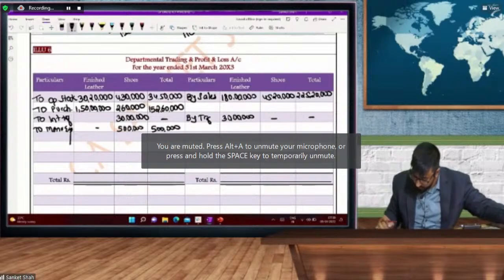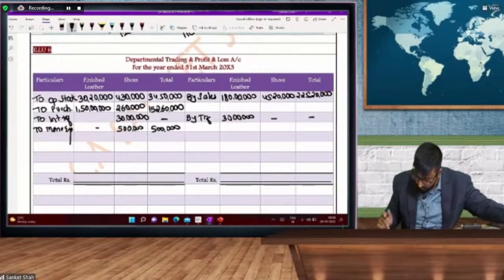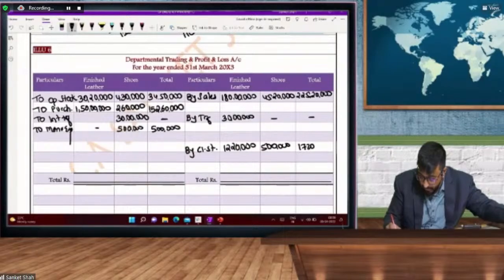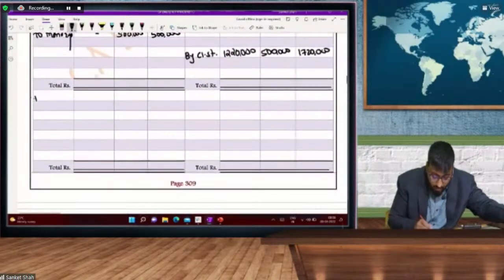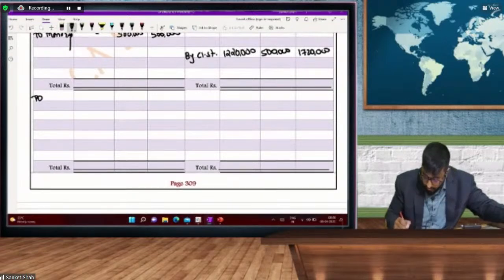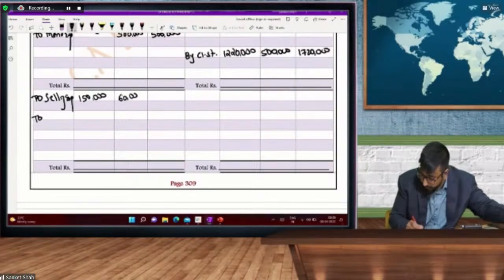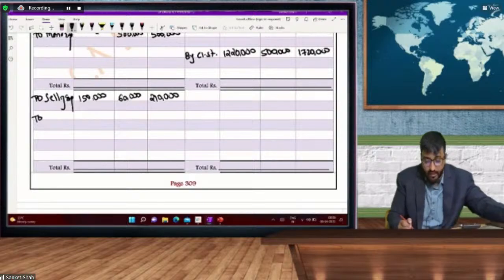Next one, closing stock. By closing stock, yes beta: 12 lakh 20,000, 5 lakhs, this is 17 lakh 20,000. And what about that expenses? To selling expense: 1 lakh 50,000, 60,000, 2 lakh 10,000.